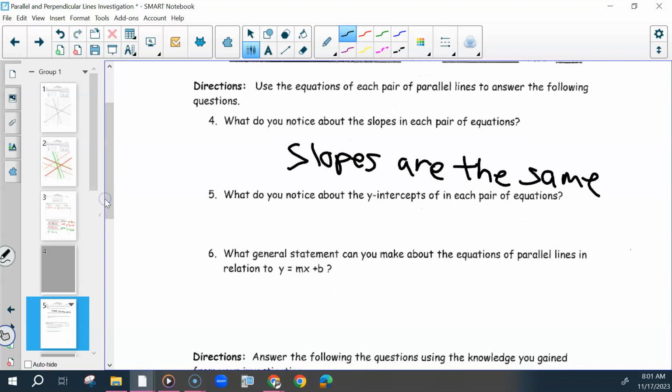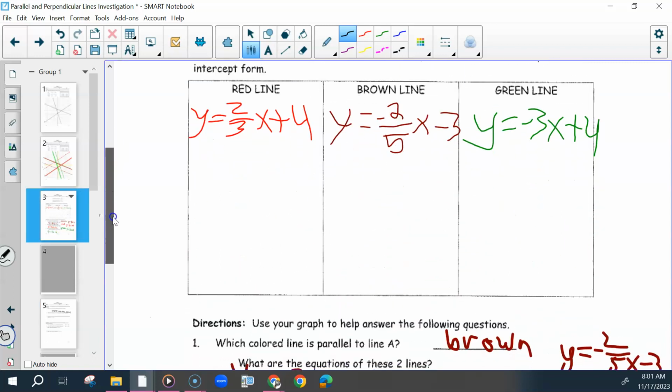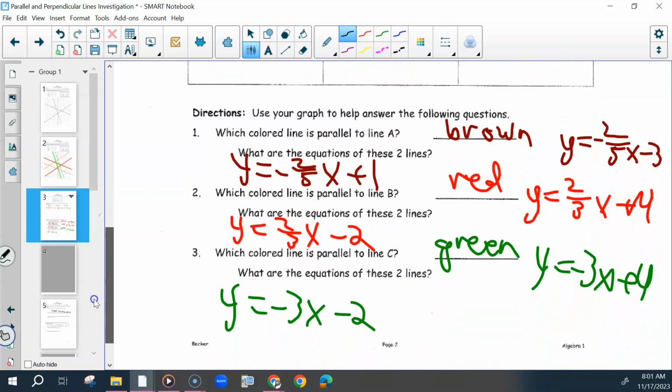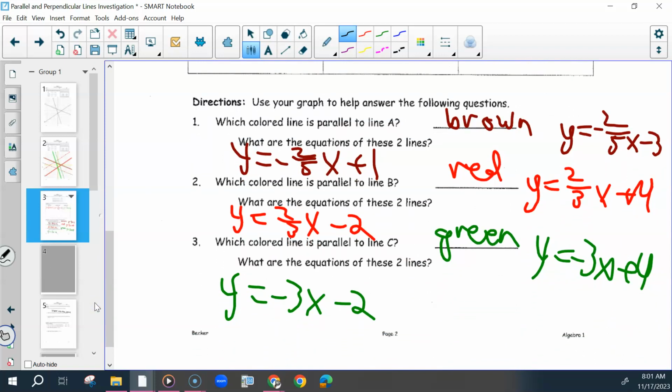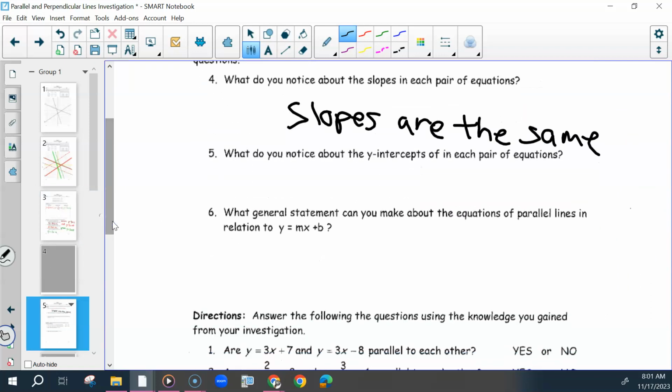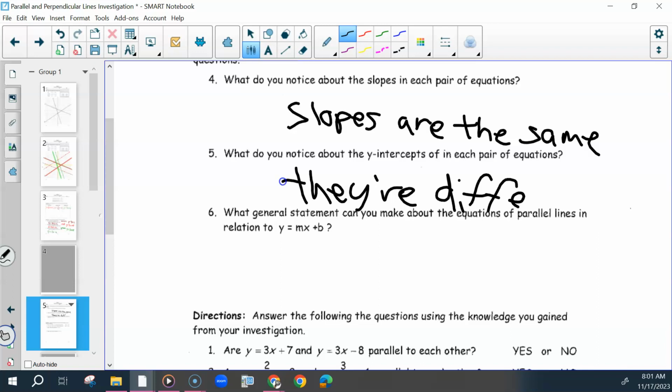What about the y-intercept? It changed. If it was a negative, it changed to a positive, and if it was a positive, it changed to a negative. Did that happen with every single one? Okay. But that works, but that's not something that has to happen. Really, just they changed in general. They were different. So then the general statement, you would just combine those two. For parallel lines, the slopes have to be the same, the y-intercepts have to be different.